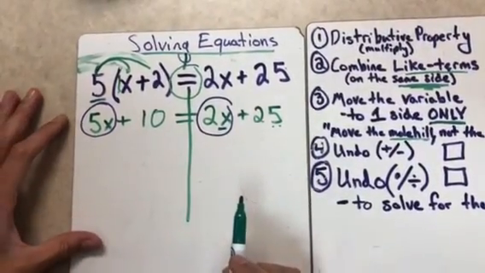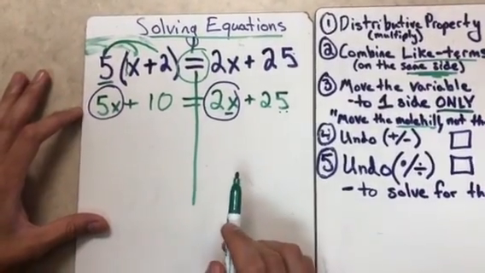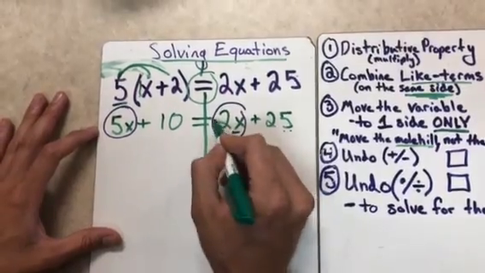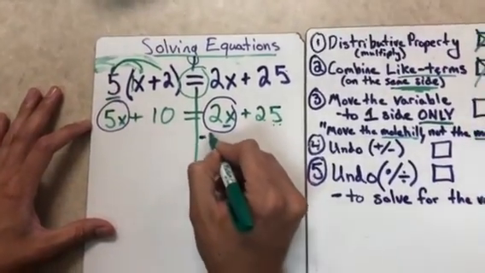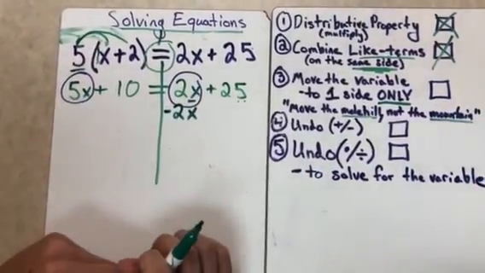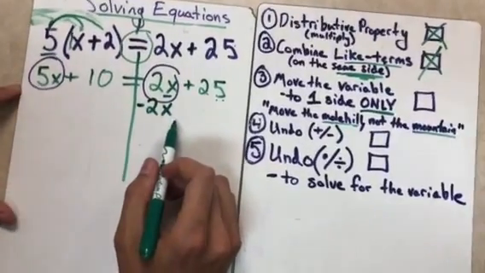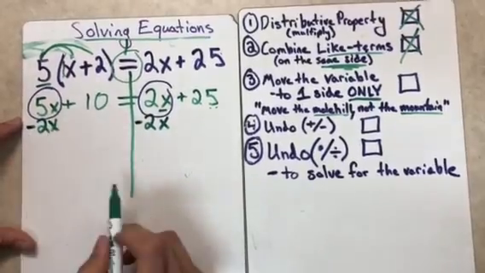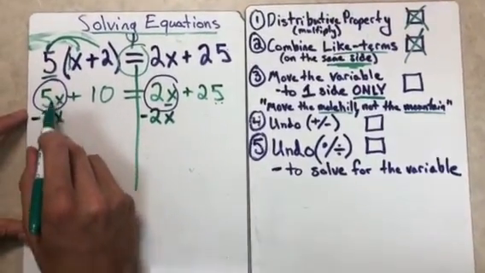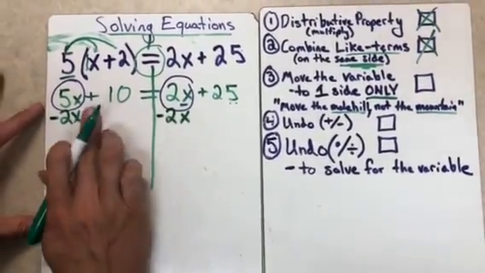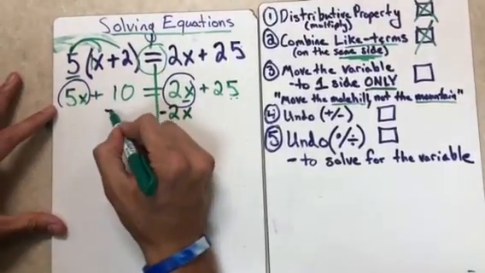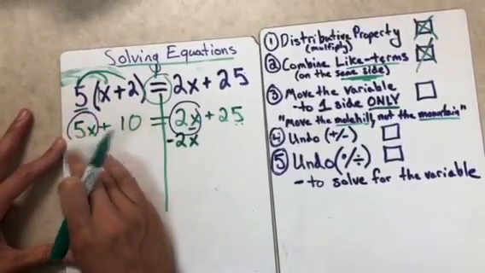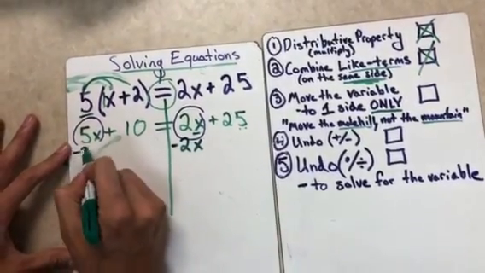To move that to the other side, we have to do the inverse or the opposite of a positive 2x. So I'm going to subtract 2x from this side. And what we do to one side of the equation, we have to do to the other. So I'm going to subtract 2x. If you notice, I wrote the 2x under our x term, not under 10. I could write subtract 2x here, but it's going to be a lot easier if you subtract your x term right underneath your other x term.